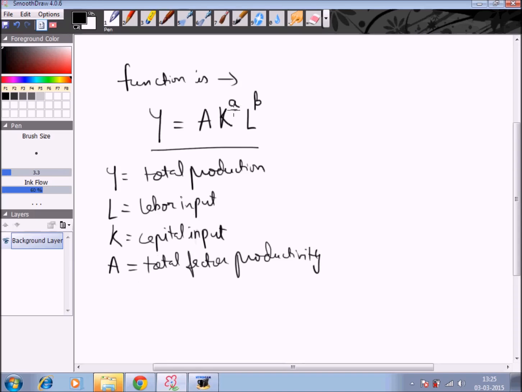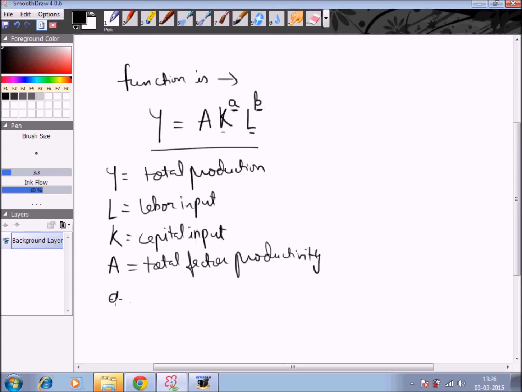And here the alpha and beta basically refers to the output elasticities of capital and labor. Alpha is the output elasticity of capital and beta here is the output elasticity of labor, which means by what percent our output will change if capital changes, and that elasticity is measured. The elasticity of capital to output is measured by alpha, and the elasticity of labor to output is measured by beta.